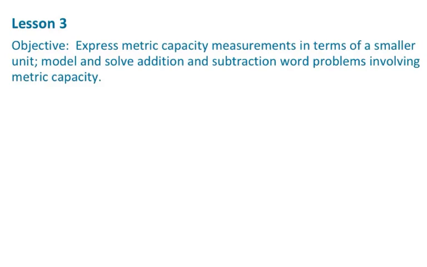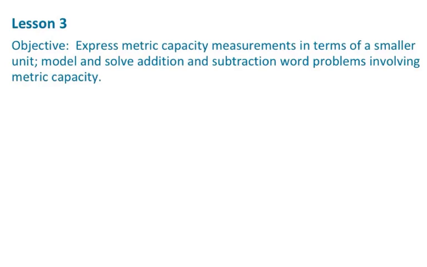This is grade 4, module 2, lesson 3, and the objective in this lesson is to express metric capacity measurements in terms of a smaller unit. Model and solve addition and subtraction word problems involving metric capacity. So now we're going to be talking about liters because we're talking about capacity.